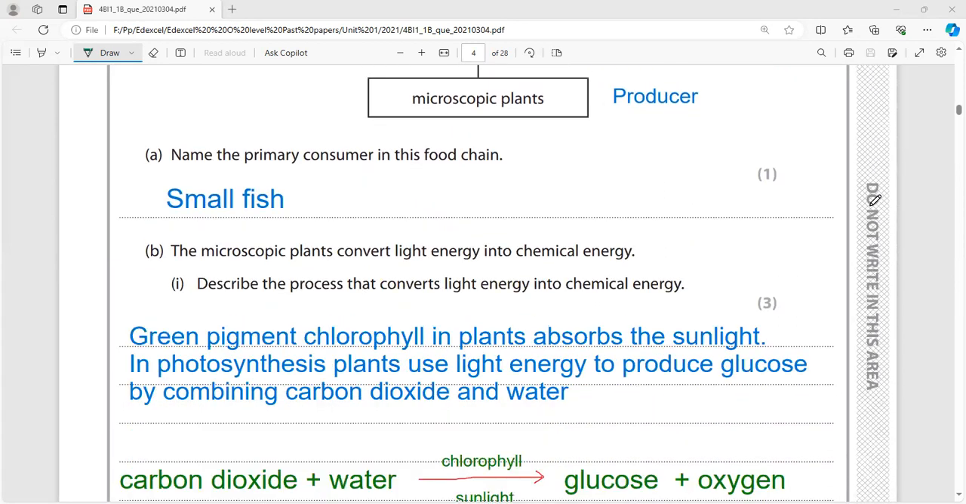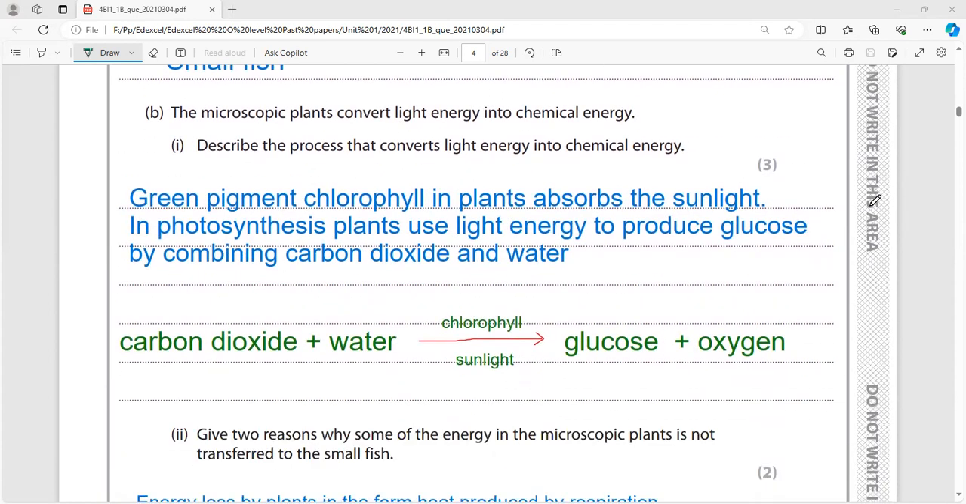The microscopic plant converts the light energy into chemical energy. This process is called photosynthesis. Describe the process that converts the light energy into chemical energy. So basically, in this question, the examiner is asking to describe the process of photosynthesis.